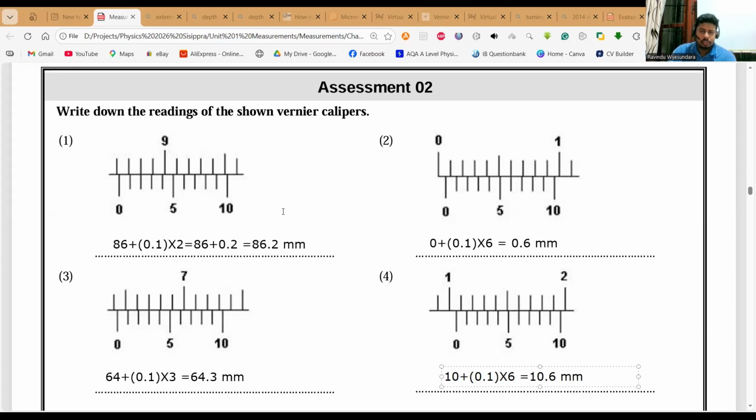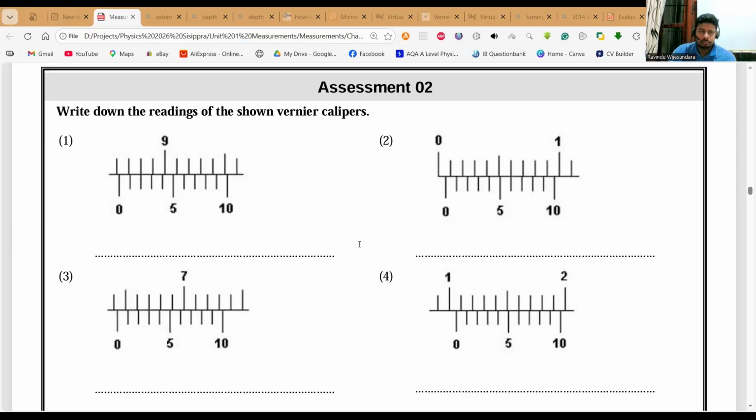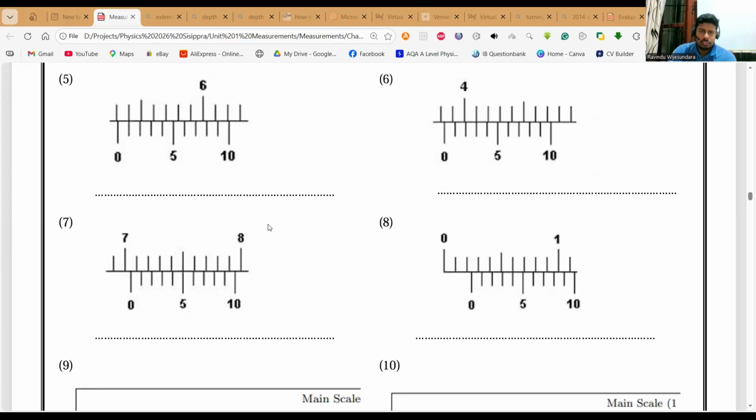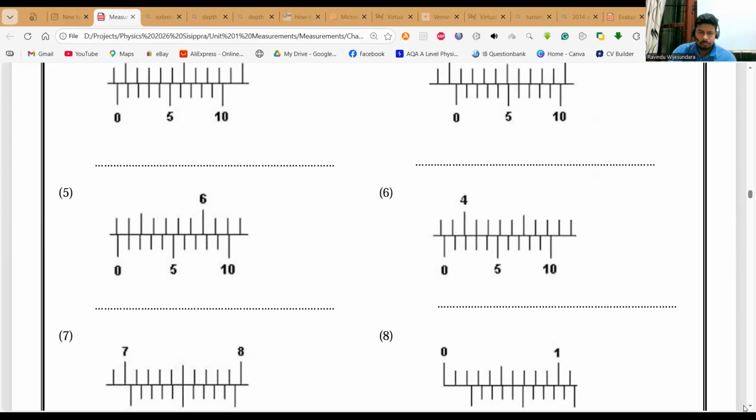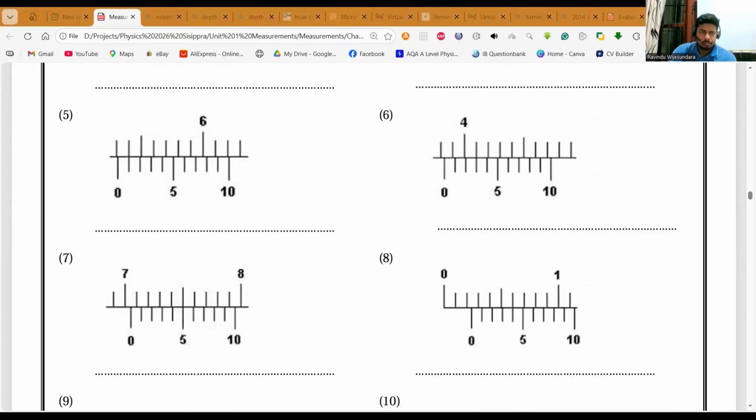Now we'll move to the next one. Quickly do this also. Quickly get this done. 5, 6, 7, and 8 also.